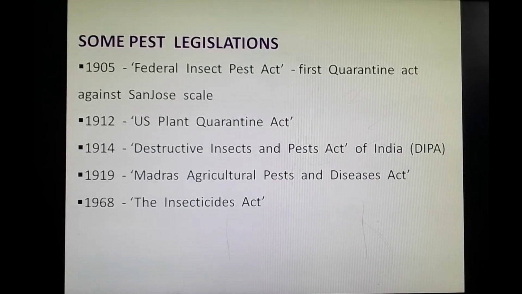Then India passed the Law of Destructive Insect Pests Act, DIPA. In 1919, Madras Agricultural Pests and Diseases Act was passed, and the Insecticide Act is known to all of you. In India, it was passed in 1968.